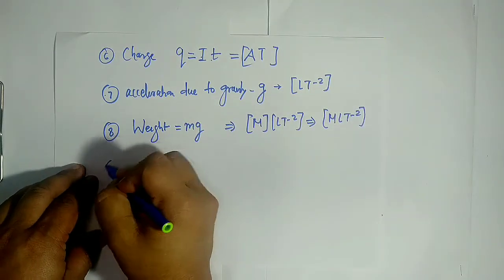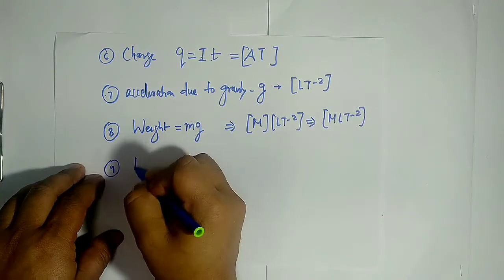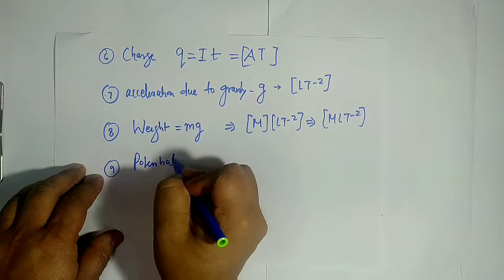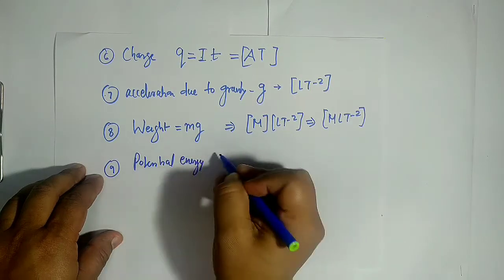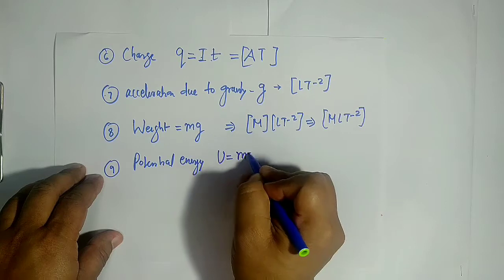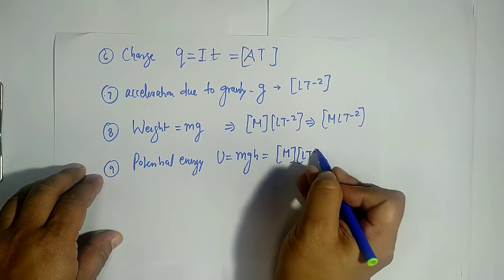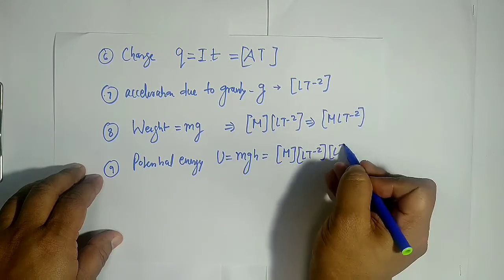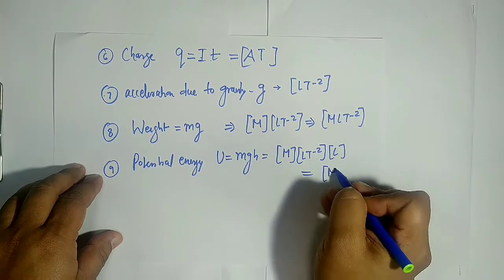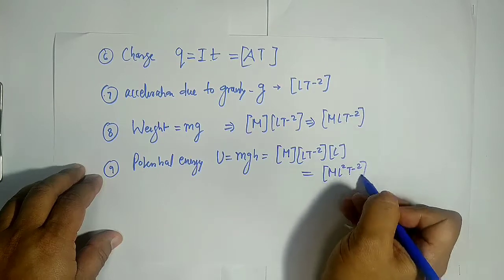In this way, if I ask you about the potential energy, I think all of you know it is mgh. What is m? M. What is g? LT minus 2. What is h? Height, L. So solve it. You will get ML square T minus 2.